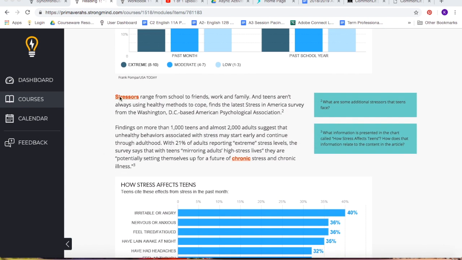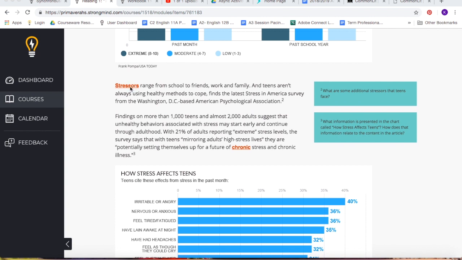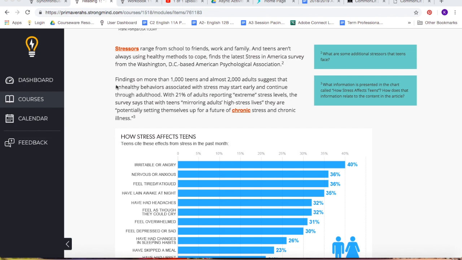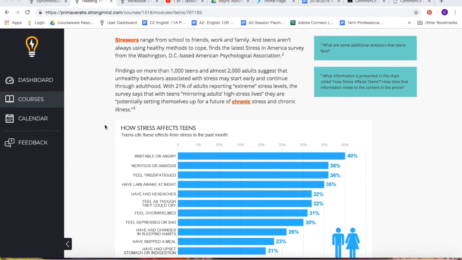So then we're going to move on. We see that the word stressors is bolded and colored, chronic, bolded and colored. So these can help us understand. This section is about the stressors. It says stressors range from school to friends, work, and family, and teens aren't always using healthy methods to cope. And then it further states that findings on more than 1,000 teens and almost 2,000 adults suggest that unhealthy behaviors associated with stress may start early and continue through adulthood.